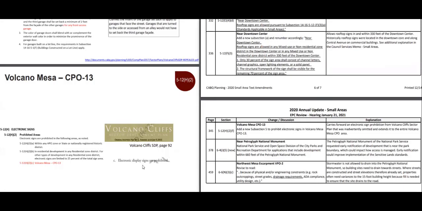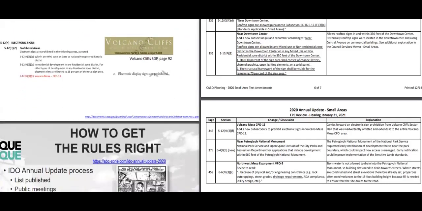In the staff report that's coming out, there is a recommended condition to exclude the Volcano Heights urban center, which is meant to be the most intense development on the west side of the river. And so that's a largely commercial area, and having electronic signs may be more appropriate there. And also there was no prohibition against electronic signs in that sector plan before. So planning staff is supporting a request to remove Volcano Heights urban center from this electronic sign prohibition.